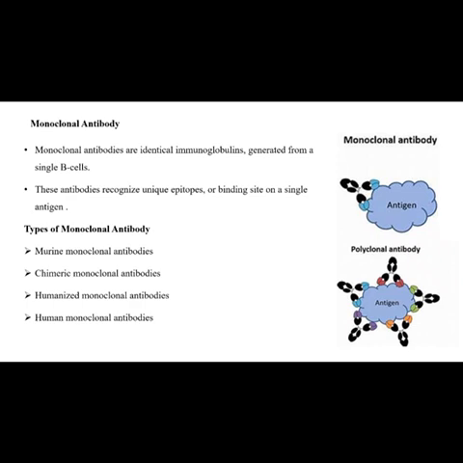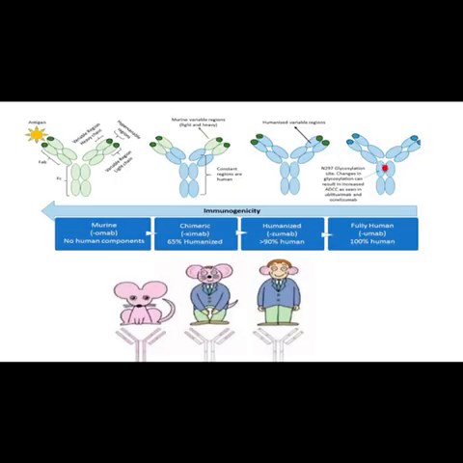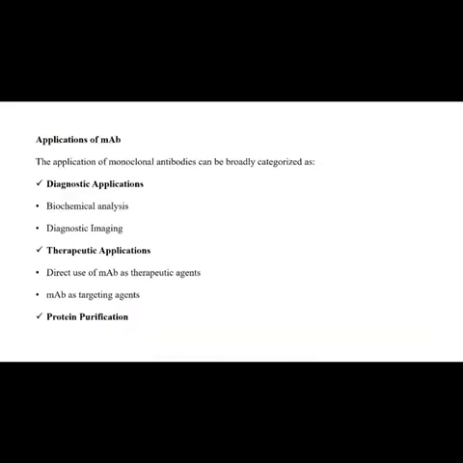The types of monoclonal antibodies are murine monoclonal antibodies, chimeric monoclonal antibodies, humanized and human monoclonal antibodies. Monoclonal antibodies are classified into different types based on their origin and structure, particularly the proportion of human versus non-human component, which is usually mouse. Based on how much derives from each origin, there are different types of monoclonal antibodies. The applications of monoclonal antibodies can be broadly categorized.